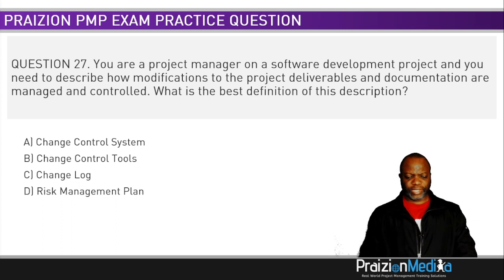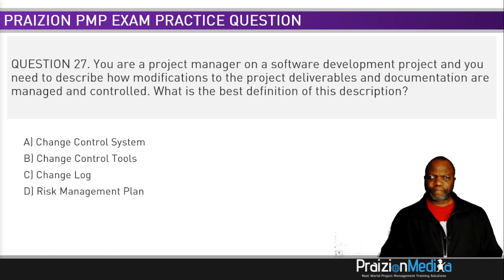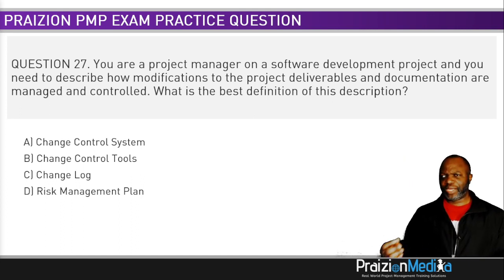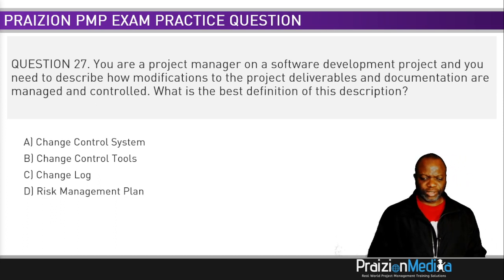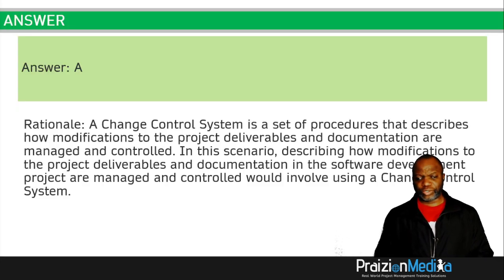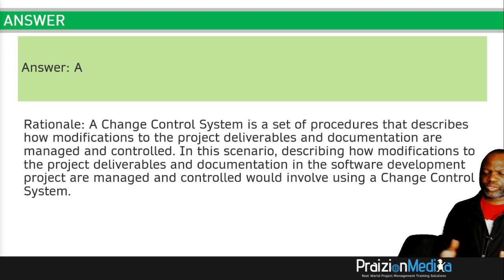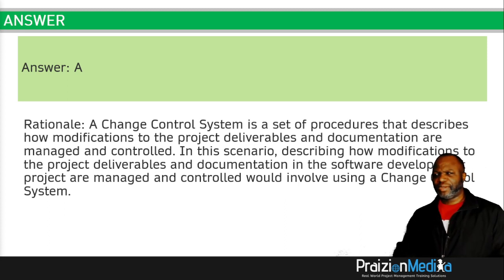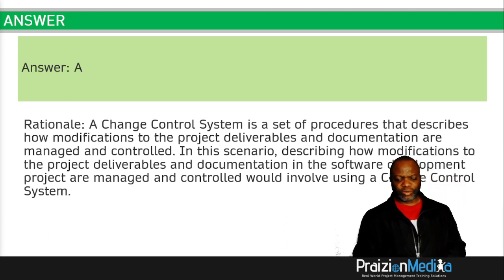All right, let's take a look at the answer now, my friends. So it is asking you a name for how modifications to the deliverables and documentation are managed and controlled. And therefore, the best answer to this is none other than a change control system. This is a direct cutout of what you have in PMI's documentation. A change control system is a set of procedures that describes how modifications to the project deliverables and documentation are managed and controlled. And you can read the rest of the information. All right, let's move on to our next question.